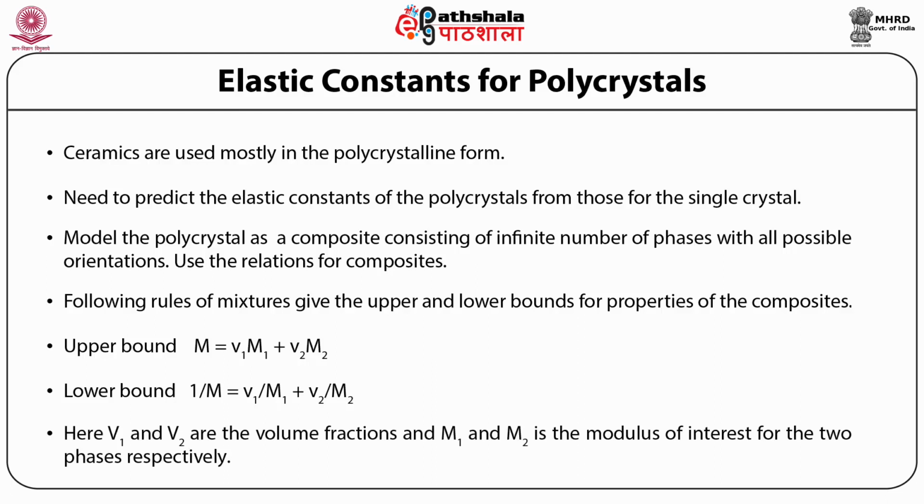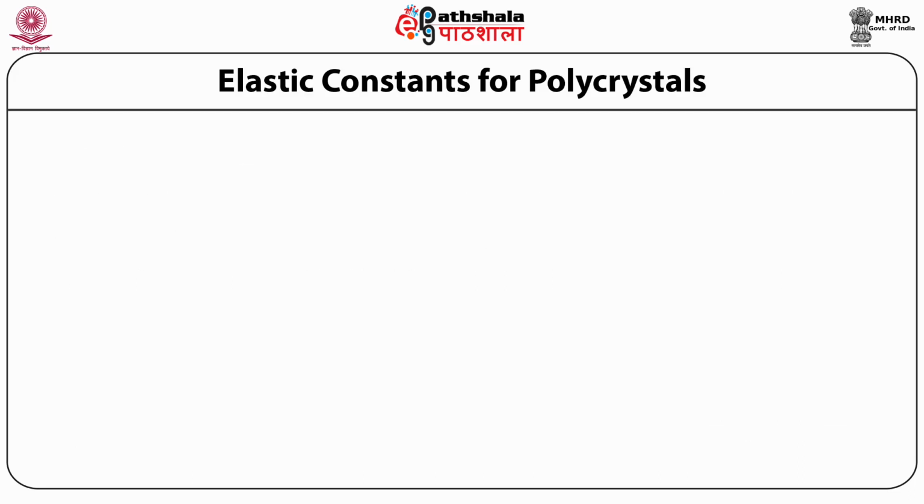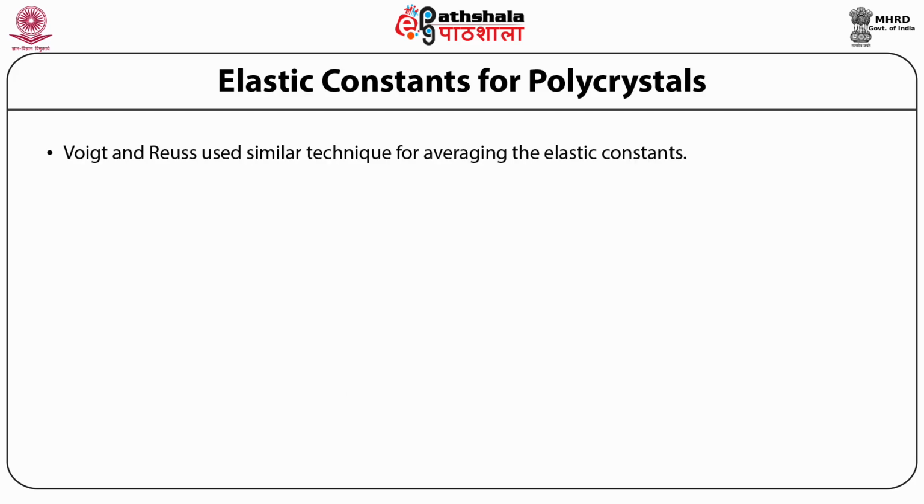Now here v1 and v2 are the volume fractions and m1 and m2 is the modulus of interest for the two phases respectively. Now continuing our discussion over the elastic constants for polycrystals, Voigt and Reuss used similar technique for averaging the elastic constants and obtained the upper and the lower bounds.